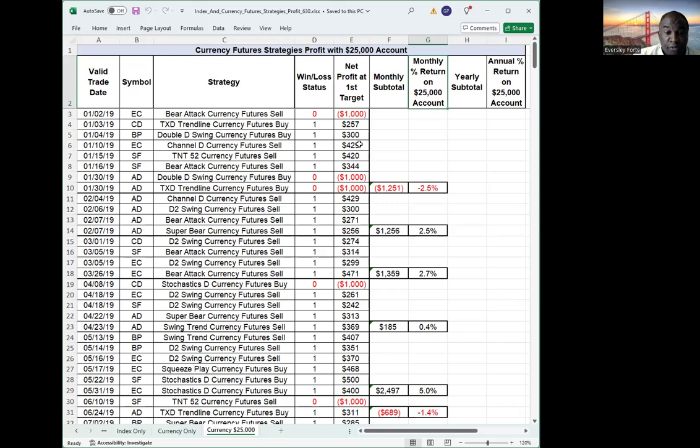If you want to go beyond the first target, there are many ways of doing that. But the one way we can back test and be valid and verify is first target.